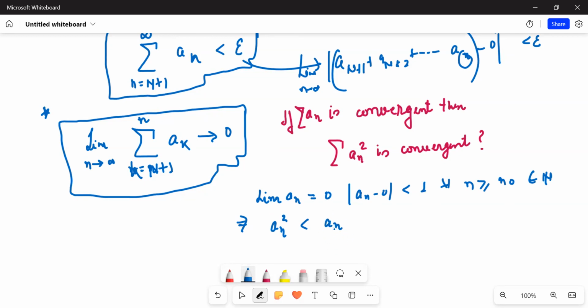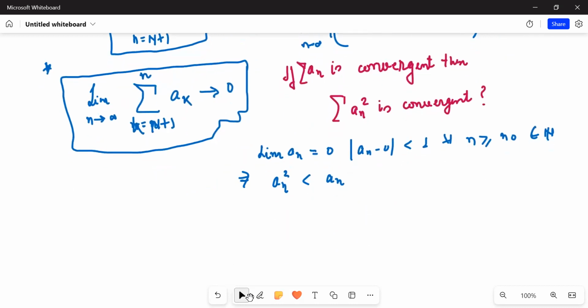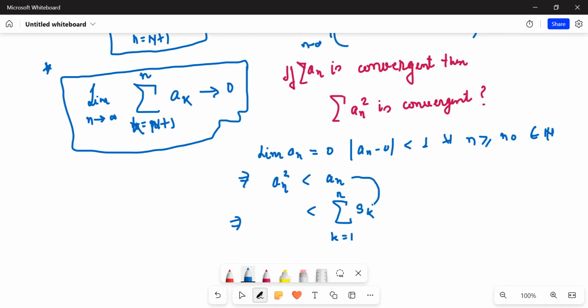And since an is given to be convergent, if I just take the sum k equals 1 to n of sk, this would be bounded. Understand, an is convergent. Since an is convergent, the sequence of partial sums is bounded.